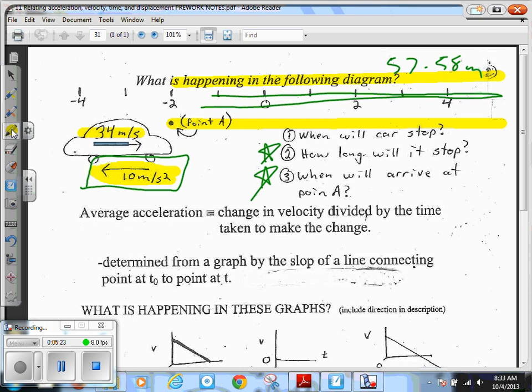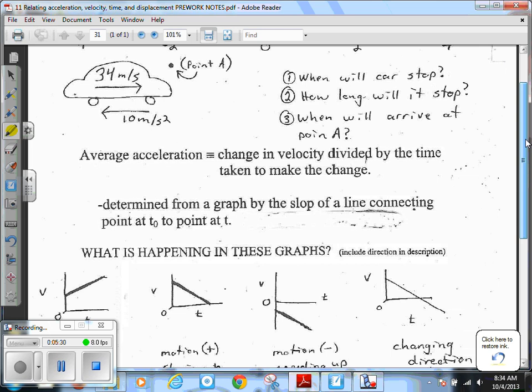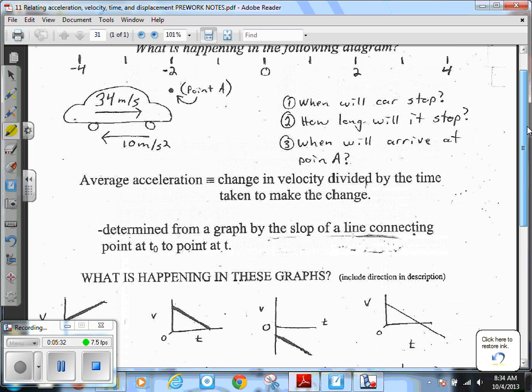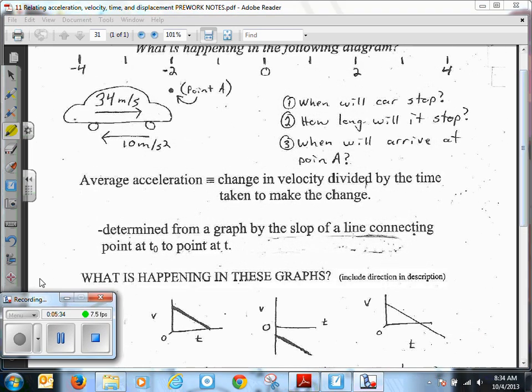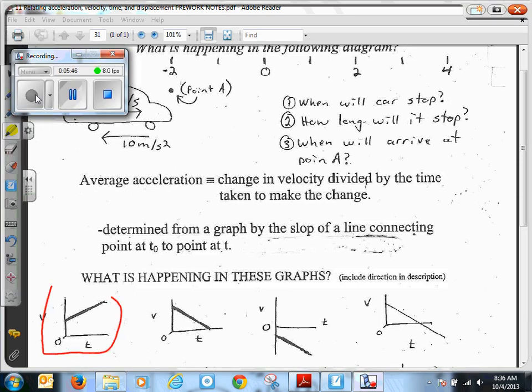Let's look at these graphs then here, down at the bottom. And I want you to explain what is happening in these graphs. You should be getting pretty good at this. We've been working with graphs a lot. I'll give you a minute to look at them first. Here's the big question then. Who's going to offer up what's happening in this graph right here? And you have to include direction and description.